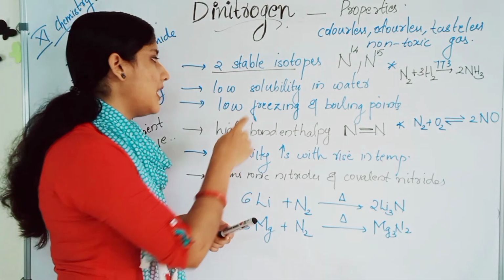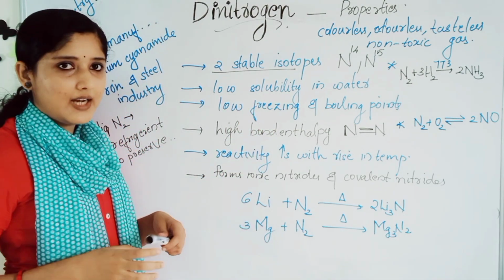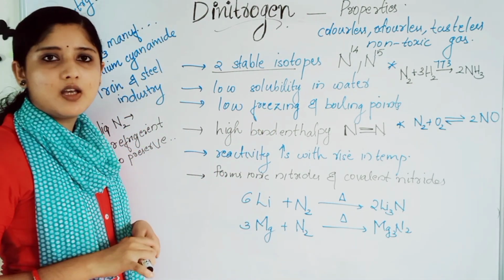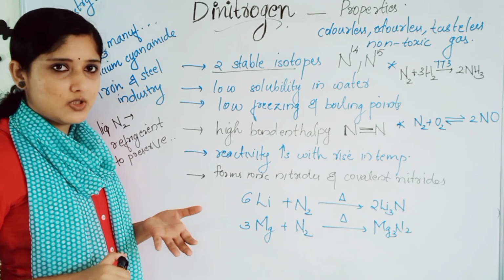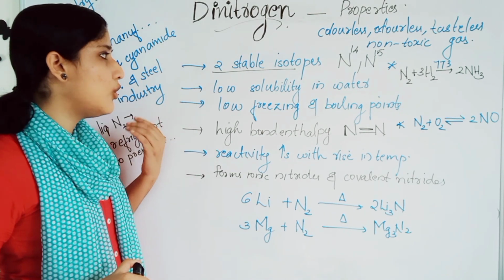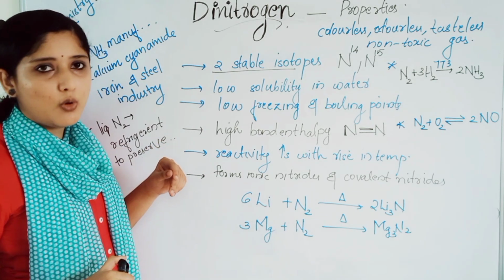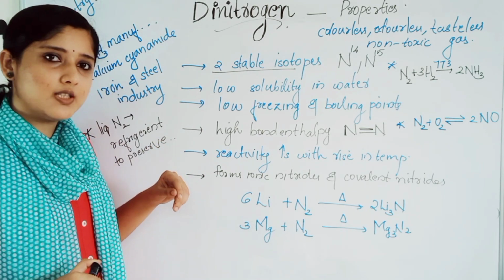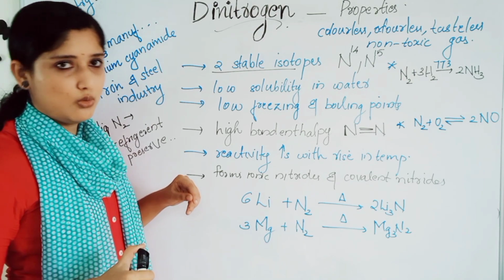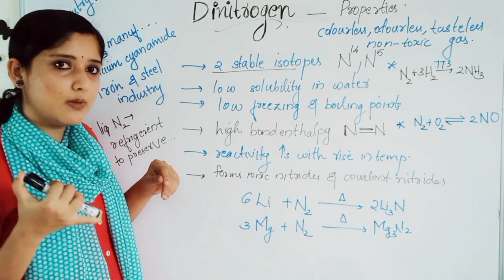Next property is the low solubility in water. Dinitrogen or nitrogen gas is not that soluble in water. The third point is low freezing and boiling points. Both the boiling point and freezing point of dinitrogen are low.